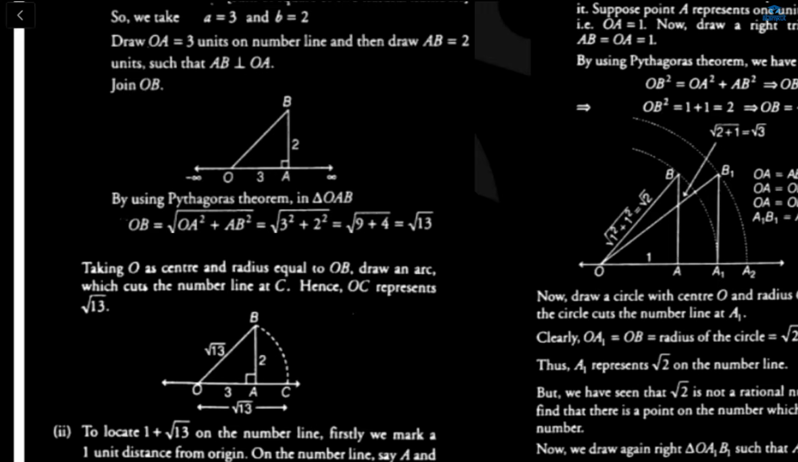Understood? This OA will be root 13 because when you take the square root of both these numbers, if you apply Pythagoras here, you will get it. Now we have got the length of root 13. Now what you have to do? Now you have to put your compass, yeah, and put it on 0, keep its starting point on 0, and take that radius from B.